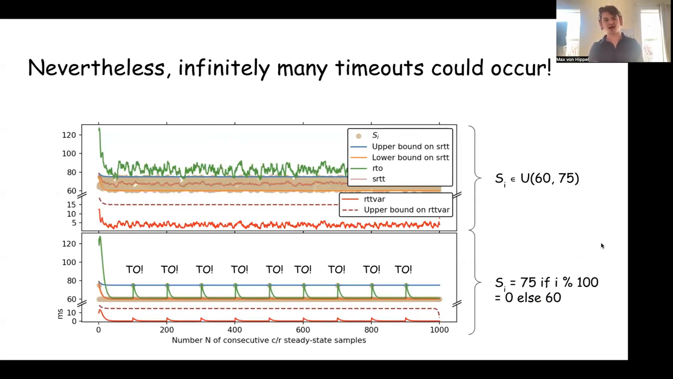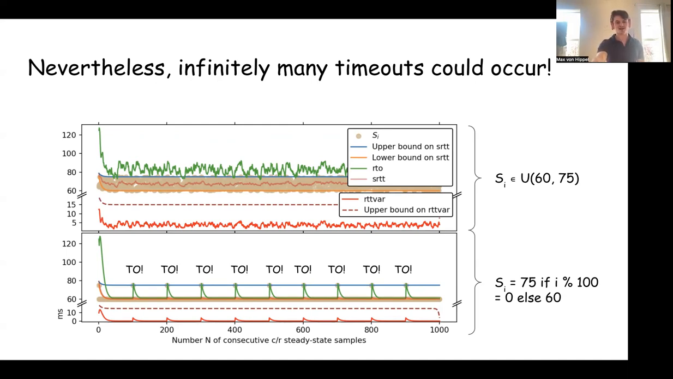Nevertheless, we're able to show that even when the samples are bounded, it's possible for infinitely many timeouts to occur. So recall, a timeout occurs when the retransmission timeout is less than the sample value, because in that case, we wouldn't even measure the sample because it took too long for it to arrive. And we can come up with pathological scenarios very easily in which a timeout occurs and the system returns to exactly the state it was in before the timeout, implying a cycle with infinitely many timeouts. And one such scenario is illustrated here, which is where every 100th sample is the maximum and everything else is the minimum. And that causes infinitely many timeouts.